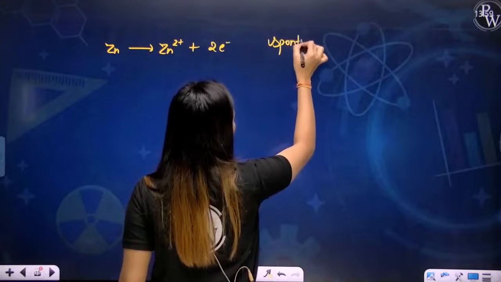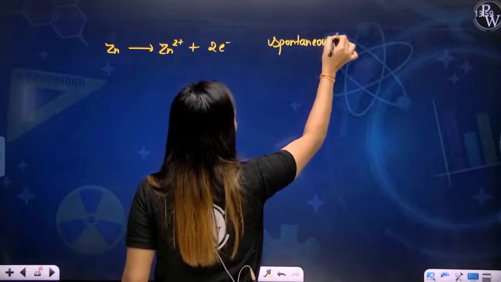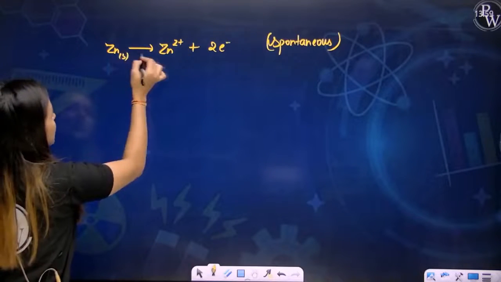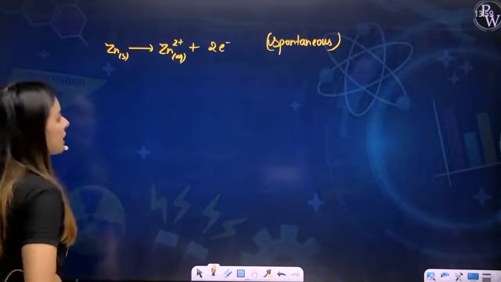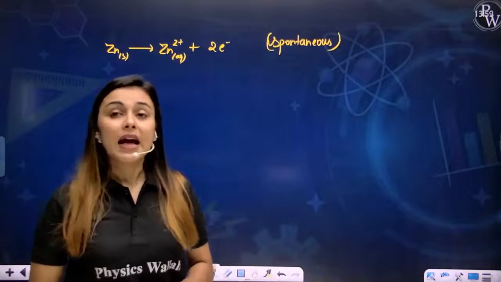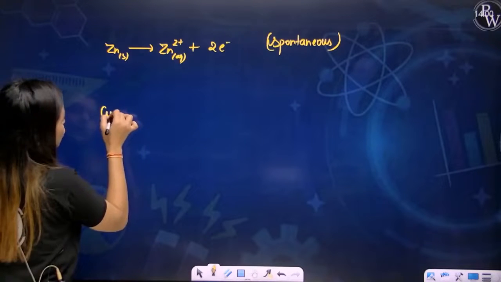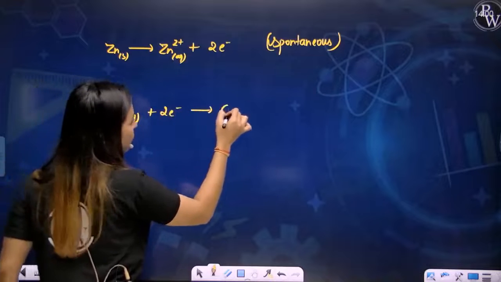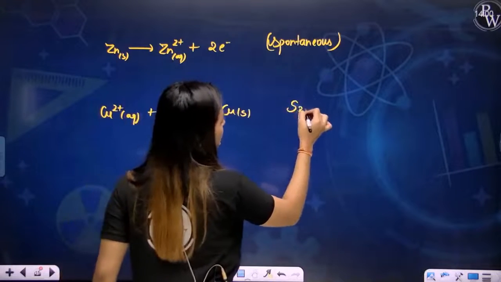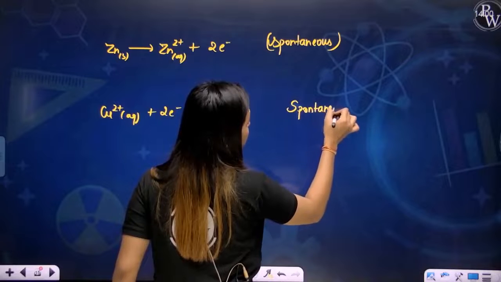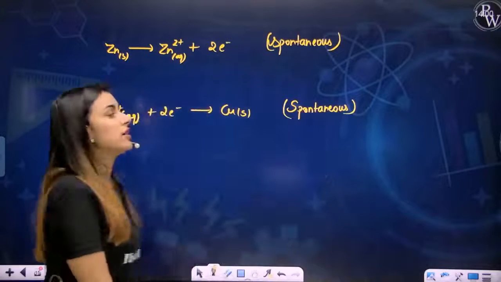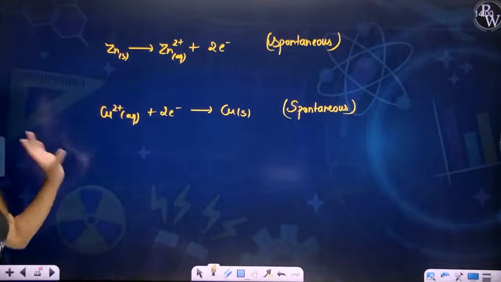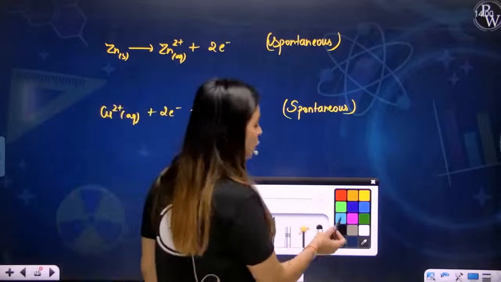I'll give you the reason in the next class, but for the time being, just accept that this reaction is spontaneous. Here your zinc is in solid state, and here it is in aqueous state. And if I talk about copper, my dear students, Cu2+ in aqueous state always tends to gain 2 electrons and give you solid copper. This particular reaction is spontaneous. This happens on its own. Why does it happen? The reason will be given to you. Don't worry. These are the two reactions which take place spontaneously.